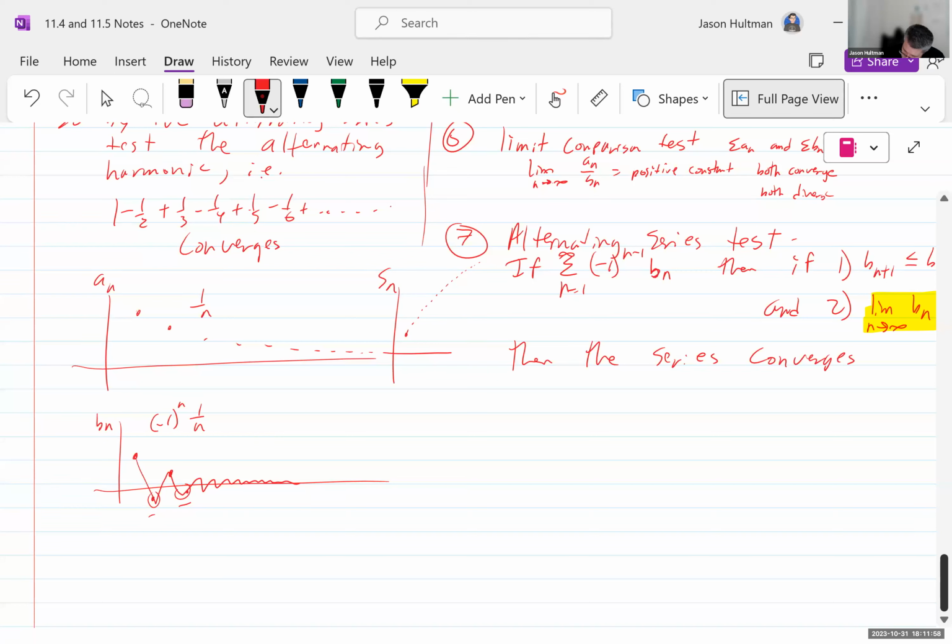And so what does S sub n look like? S sub n starts at 1 again, but then it goes up, and then it comes down, and then it goes up, and then it comes down, and then it goes up, and comes down, like that. And it converges.